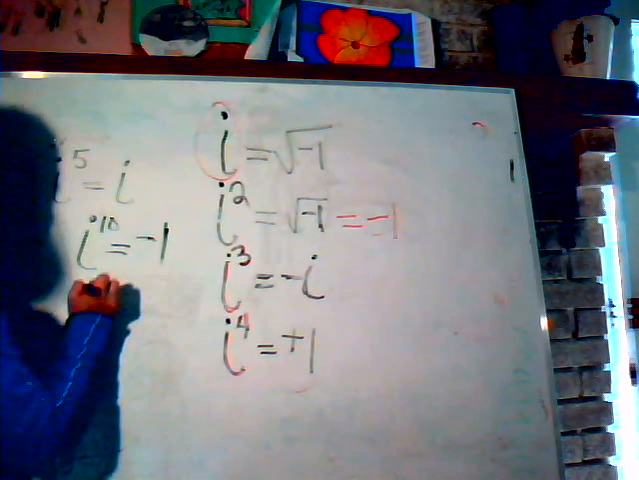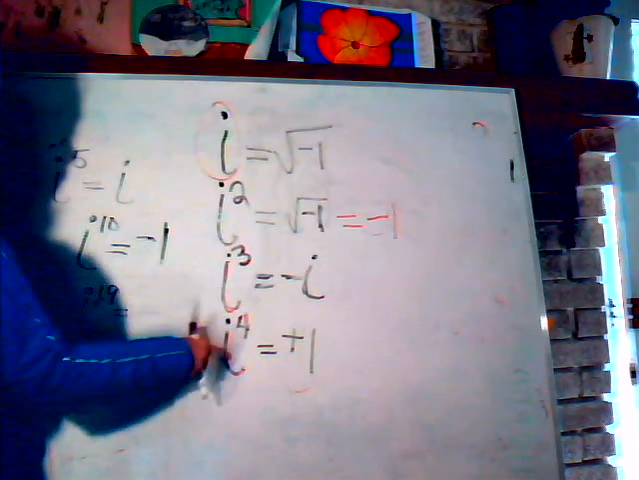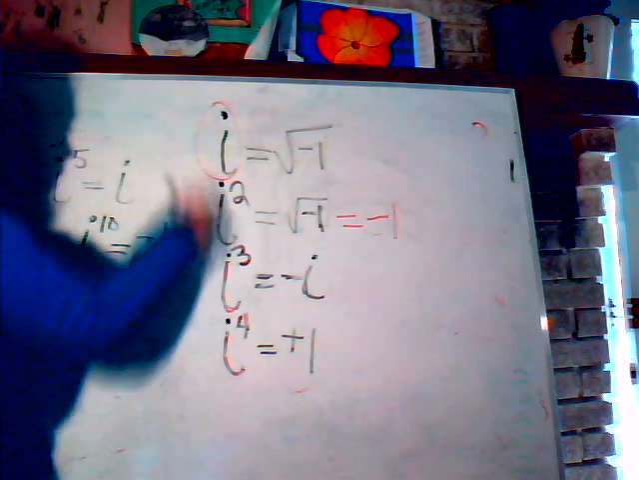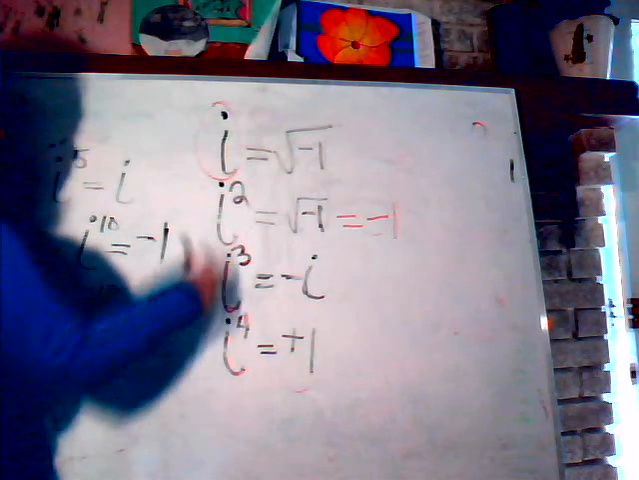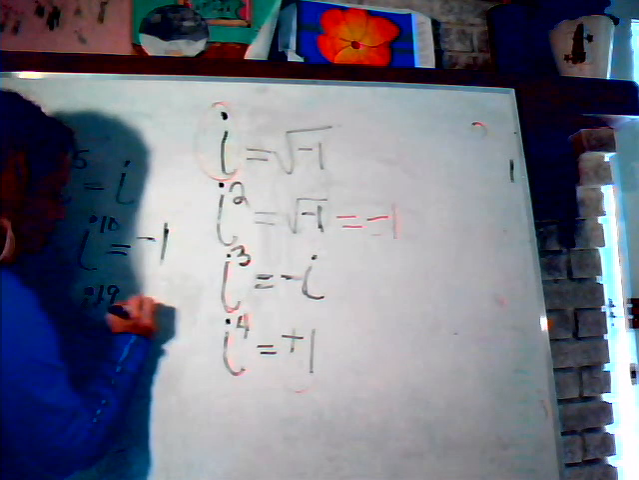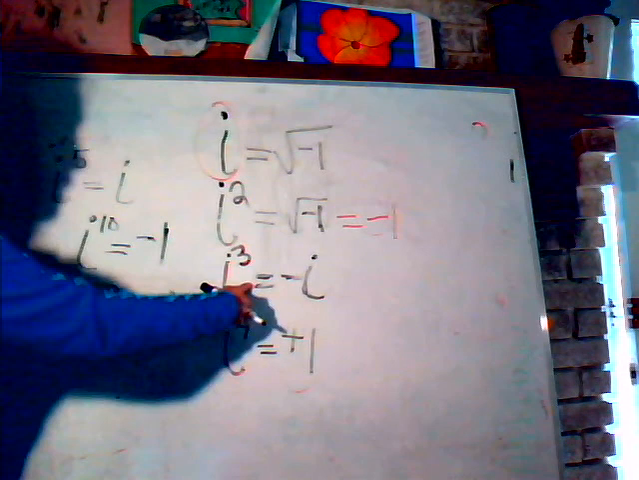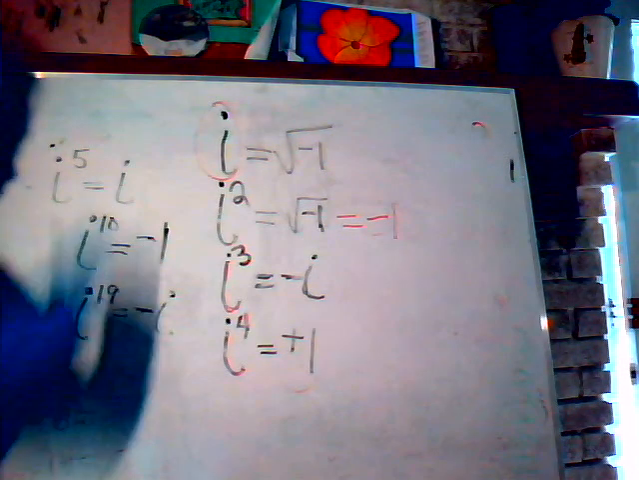Let's try i to the 19th. 1, 2, 3, 4, 5, 6, 7, 8, 9, 10, 11, 12, 13, 14, 15, 16, 17, 18, 19. It's -i, excuse me. It's the same as i cubed. That's pretty easy, but what happens when we get i really big?